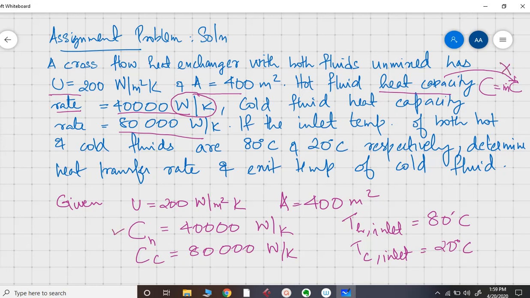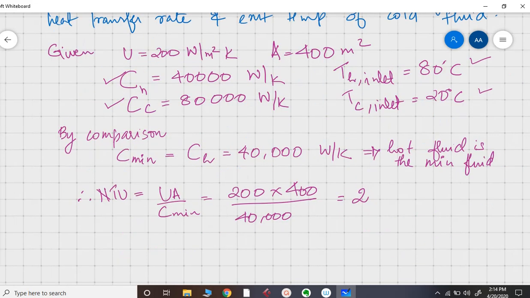The heat capacity rate of the hot fluid is given, and for the cold fluid is given. The inlet temperatures of both the fluids are given as 80 and 20 degrees Celsius respectively. You are asked to find out the exit temperature of the cold fluid and the heat transfer rate. By comparing the values of CH and CC, you can see that C minimum is equal to CH. So C minimum takes a value of 40,000 watts per Kelvin. So we have identified the hot fluid to be the minimum fluid.